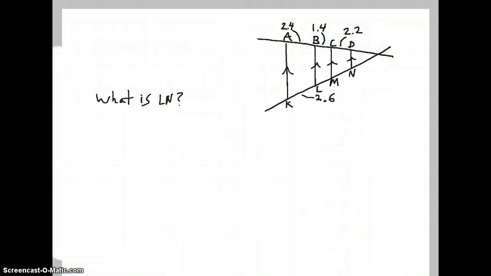Here we go. Thank you for your patience. So this is kind of a sketch of what you should have in your notes as you do this. And what is LN? So I'm going to identify what I'm looking for. Here is L to N. From there to there.